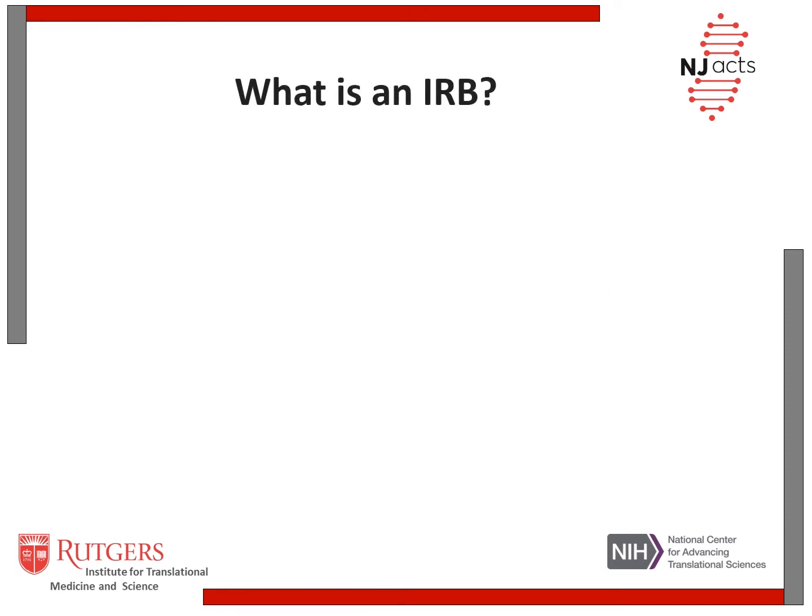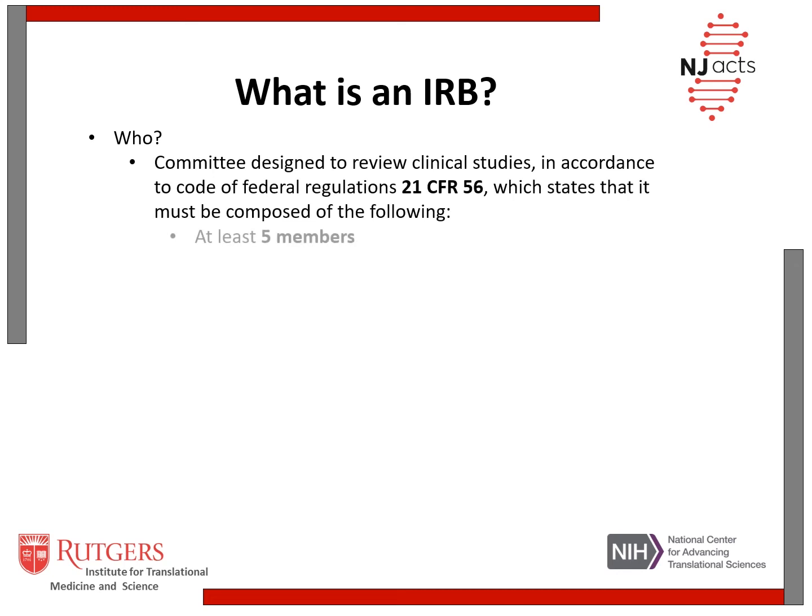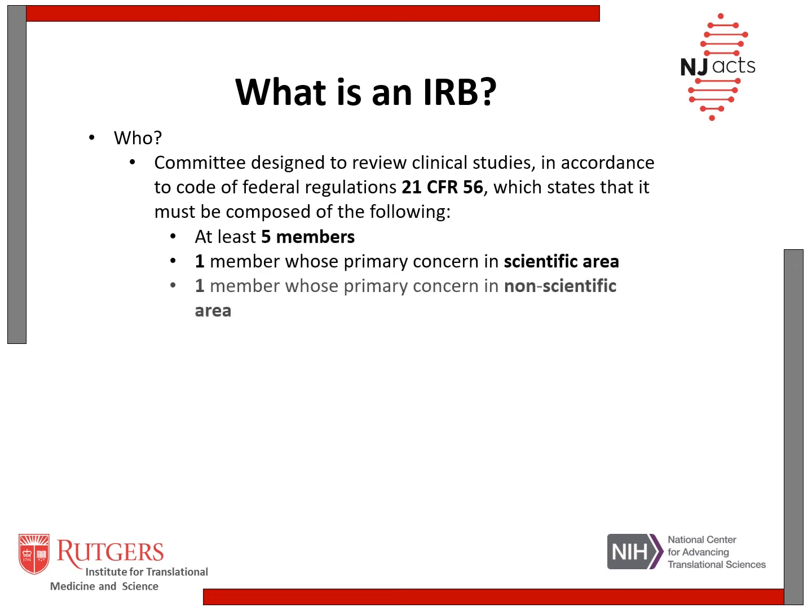Here, we will be recapping some important points regarding who makes up an IRB, what they do, and how they do it. The IRB is a committee designed to review clinical studies in accordance with the Code of Federal Regulations, Title 21, Part 56, which states that it must be composed of the following: at least 5 members, at least 1 member whose primary concern is in the scientific area, 1 member whose primary concern is in the non-scientific area, and 1 member who is not affiliated with the institution.